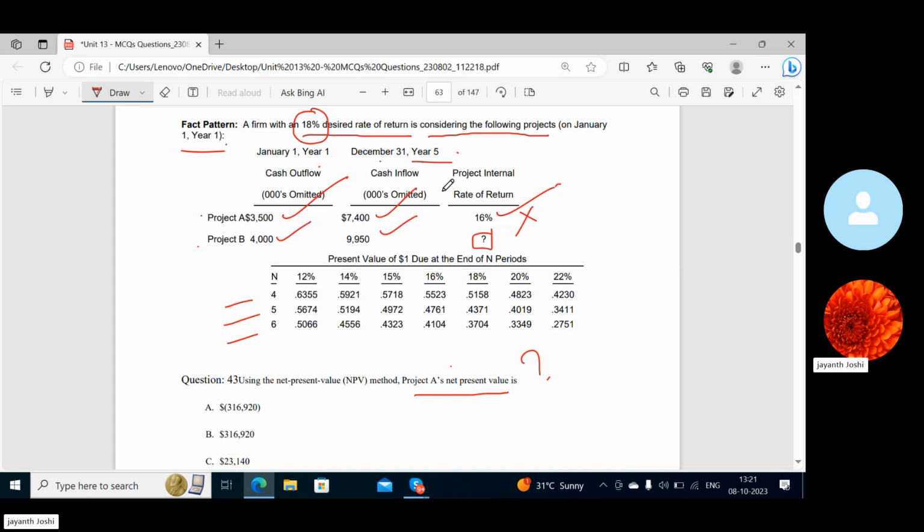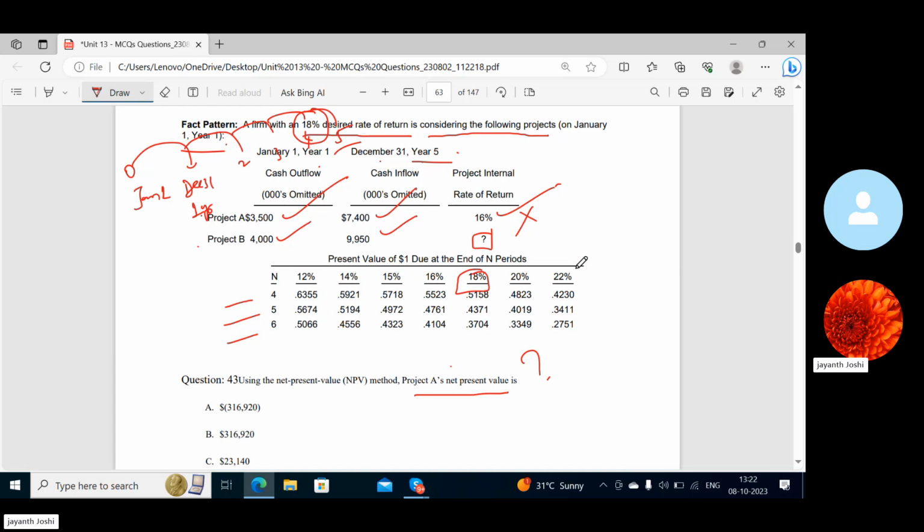So once the outflow is done on Jan 1st, let's say that is the 0th period. December 31st of the first year is 1 year, then 2 years, 3 years, 4 years, 5 years. December 31st is the 5th year, right? So after 5 years you are getting the inflow. That's the reason why we will be considering the factors here at the rate of 18%.